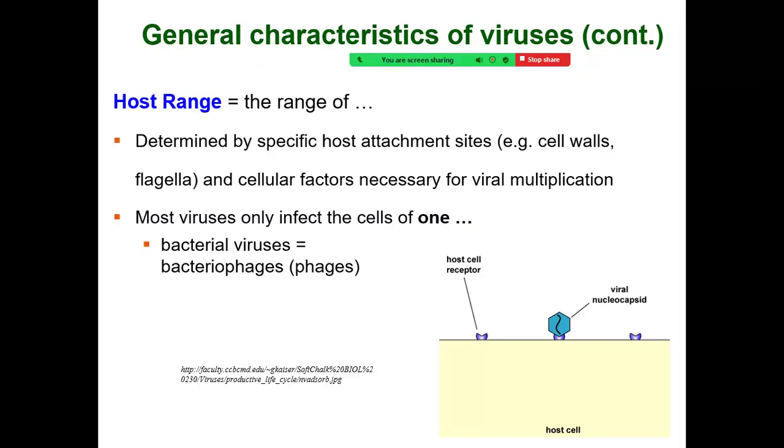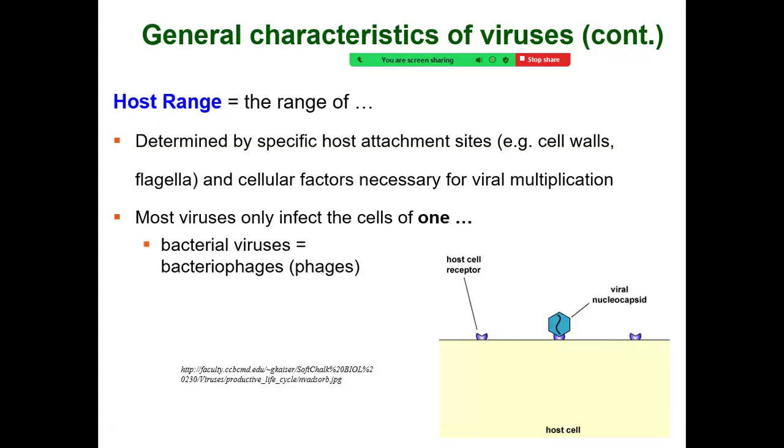The host range of a virus depends on certain factors called host cell receptors, and the virus will bind to that host cell receptor. There are specific molecules in the virus called ligands or adhesions, depending on who the author is, that bind to the host cell receptor. So adhesions or ligands are molecules on the virus that bind to molecules on the host cell that we call receptors.